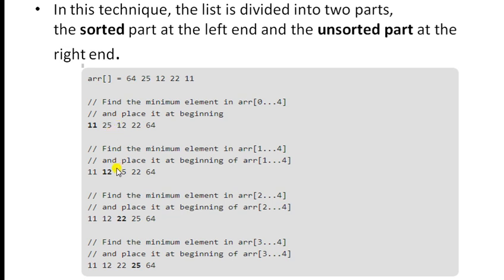Then find the minimum element from 2 to 4. 0, 1, 2, 3, 4, this is the index of the array. So from the second index to the 4th index, which is the minimum? 22. So that's again shifted here to the left and the rest is on the right. Again, 25 and 64 are already in sorted order. So at last the list gets sorted in this way, as the selection sort.